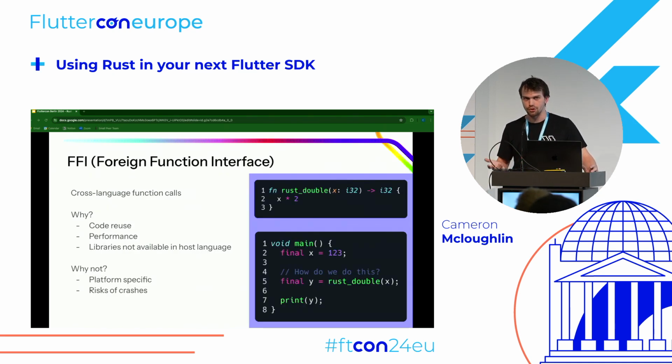So if you're using Rust in Dart or Flutter, you have to go through this thing called FFI, which is a foreign function interface. And effectively, all FFI is the ability to call functions written in one language from another language. So here we have some Dart code calling this Rust double function. But it's a bit more complicated than that. You can't just call the function. There's some steps you have to go through.